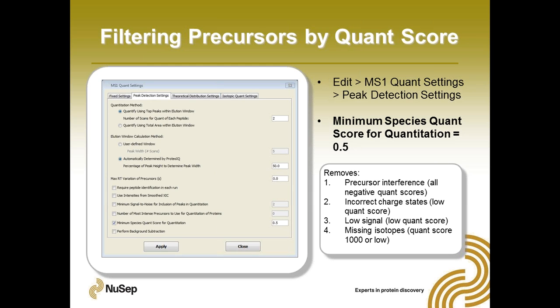That's a good starting point for removing things that are likely to be bad peak picking, or at least poor peak picking. Okay? What that's going to do is remove any precursors that have interference, so all of your negative quant scores. It's also going to remove anything that has an incorrect charge state and thus no overlap for your secondary isotopes. Anything that's low signal and noisy is going to typically get a bad score. And anything that's got missing isotopes, 1,000 or lower, will be removed. All right, so 0.5 is what we recommend.